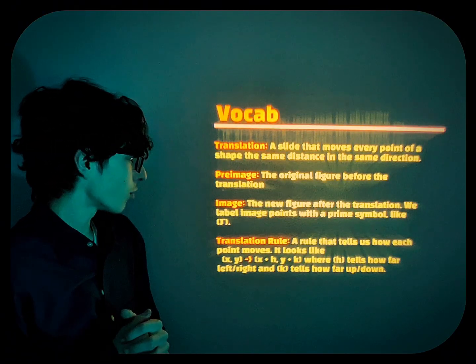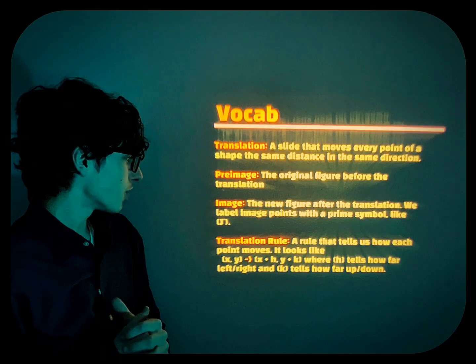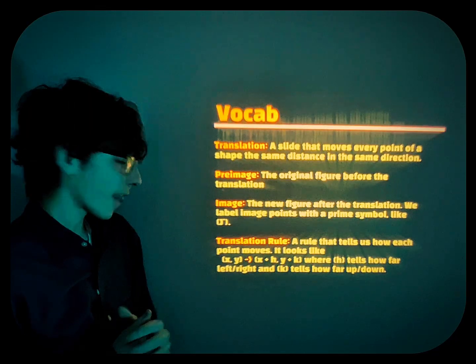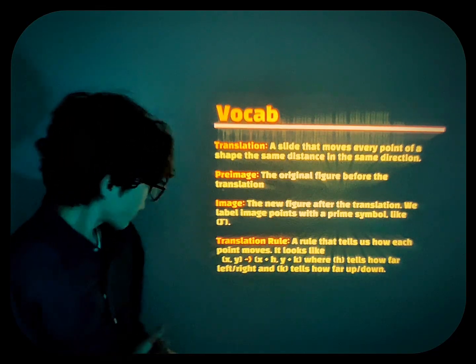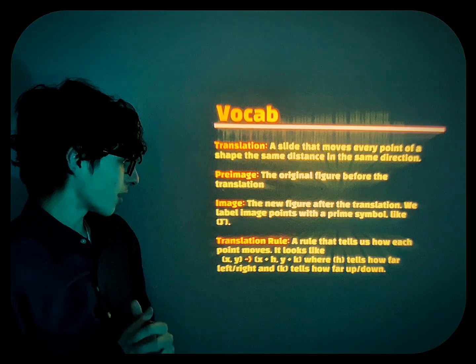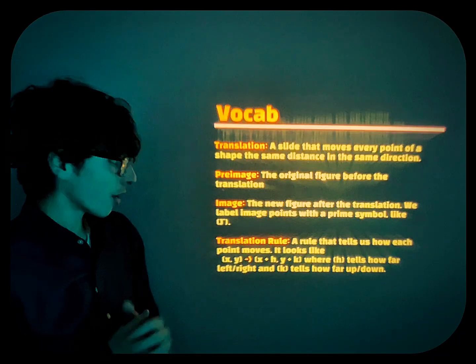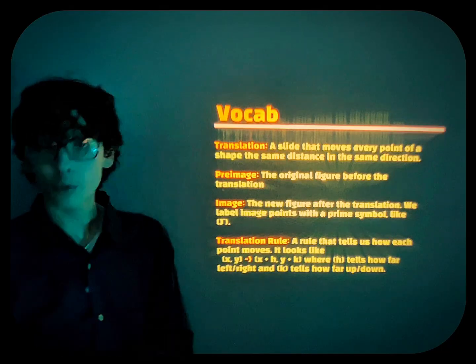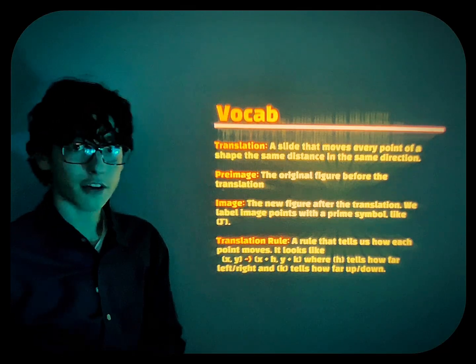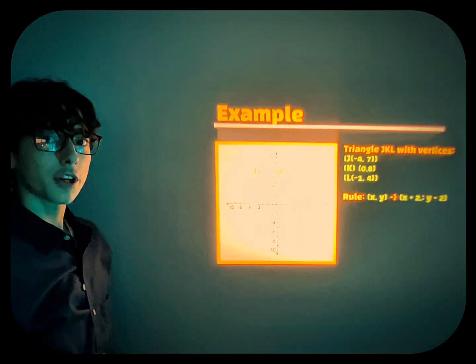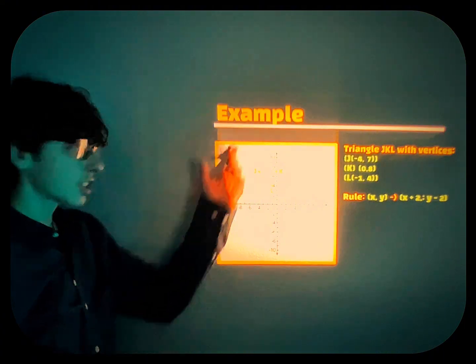The translation rule is a rule that tells us how each point moves. It looks like (x, y) arrow pointing this way (x plus h, y plus k). h tells us how far left or right we're going to go, while k tells us how far up or down we're going to go. Now that we understand all the vocab, we can get to an example.